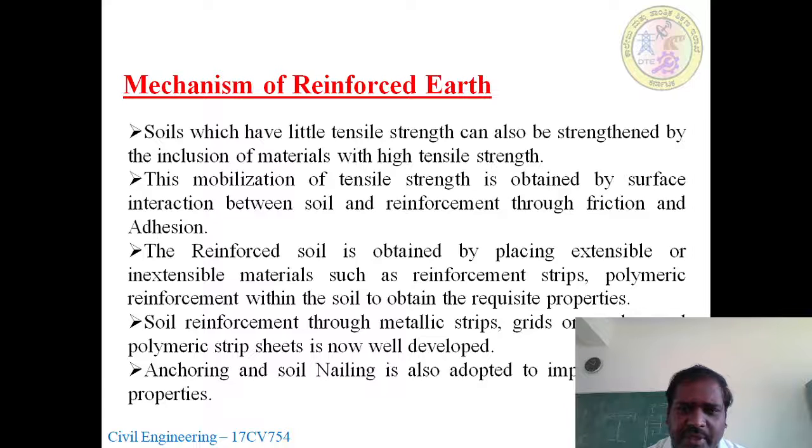So, the failure is by tensile failure and pull-out. The reinforced soil is obtained by placing extensible or inextensible materials such as reinforcement strips and polymeric reinforcement within the soil to obtain the requisite properties. Soil reinforcement through metallic strips, grids or meshes and polymeric strip sheets is now well developed. Anchoring and soil nailing are also adopted to improve soil properties. Soil nailing is used after the execution of the structure, where the soil structure has failed.